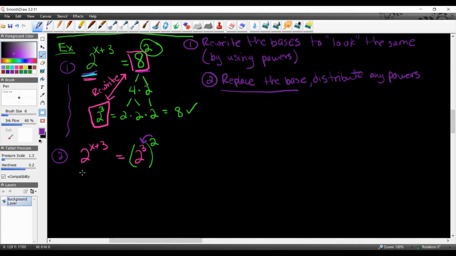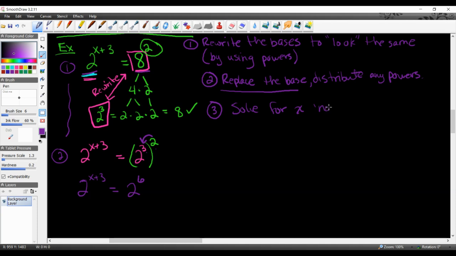Okay, so when we distribute that, this becomes 2 to the power of x plus 3. So the first one stays the same, equals, when we distribute power to power like this, you're just multiplying. So 2 times 3 is 6. So this is 2 to the power of 6. Okay. And step number 3 is to solve for x.